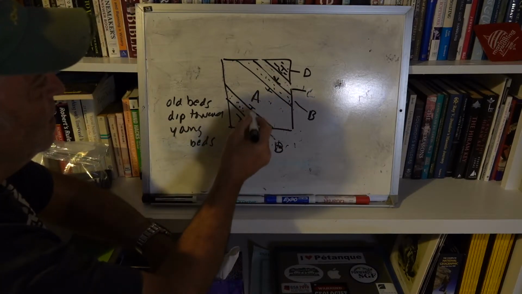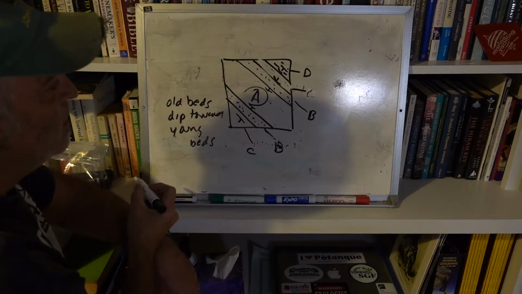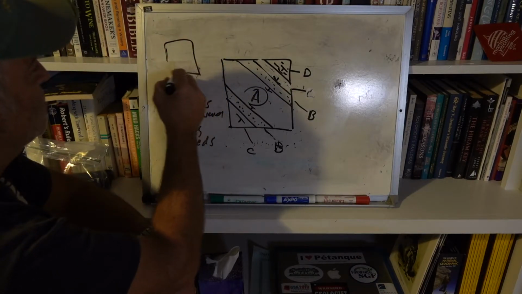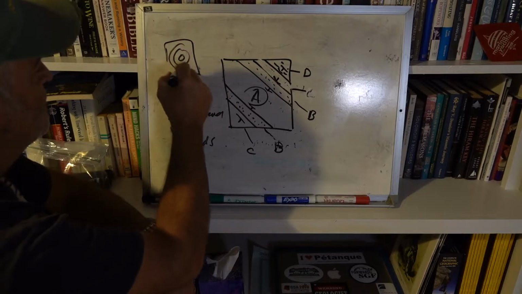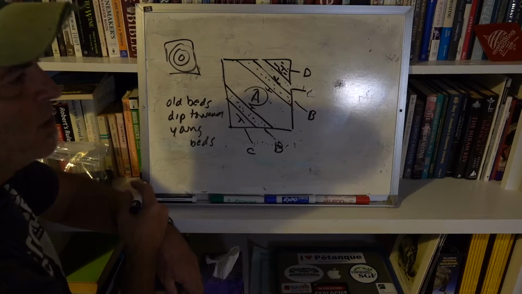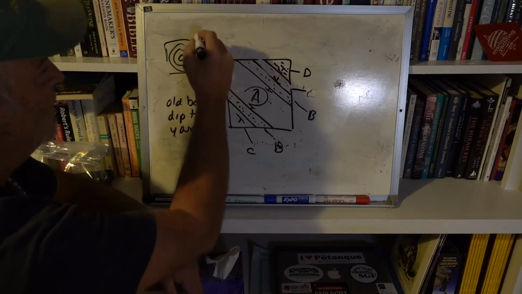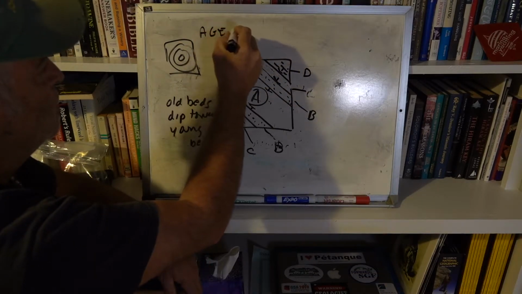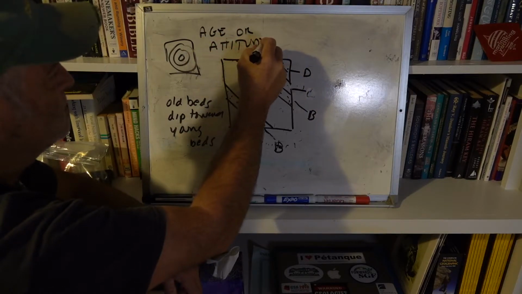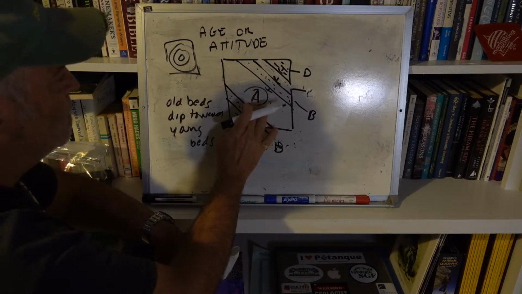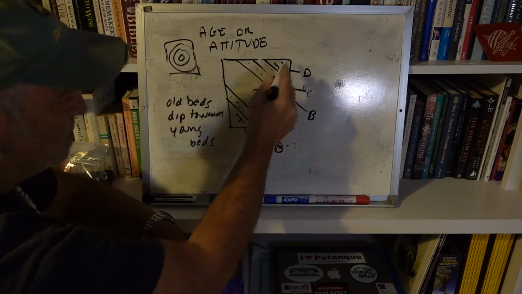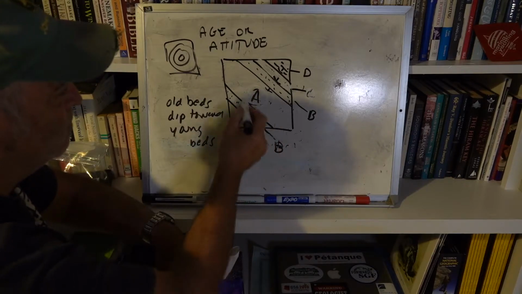So there are two bits of information we have to know. For instance, if you saw this sort of diagram with just a bullseye on it like this, and I asked you to interpret that, there's no way you could tell me what that was unless you have either the age or the attitude. In this sense, I say, what if it's the oldest? If A is the oldest, then the beds dip away from it, right? So that would be an anticline.